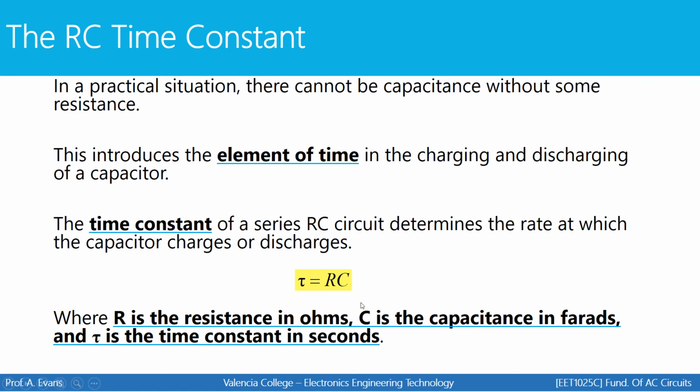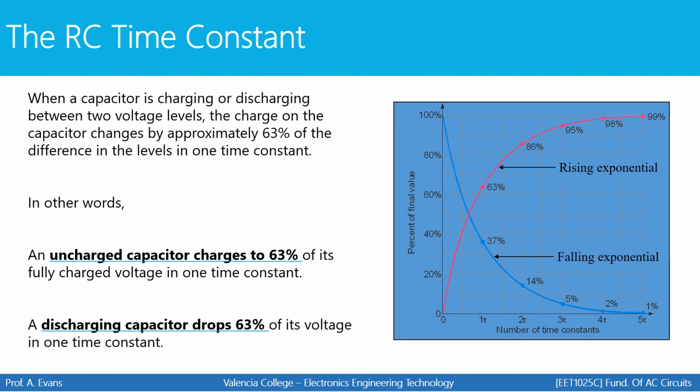We call the time constant tau. This is the Greek letter tau, and it's simply your level of resistance multiplied by your level of capacitance in the circuit. The time constant is a time value, so your unit for the time constant will be in seconds. So when a capacitor is charging or discharging between two voltage levels, the charge in the capacitor changes by approximately 63% of the difference in levels in one time constant.